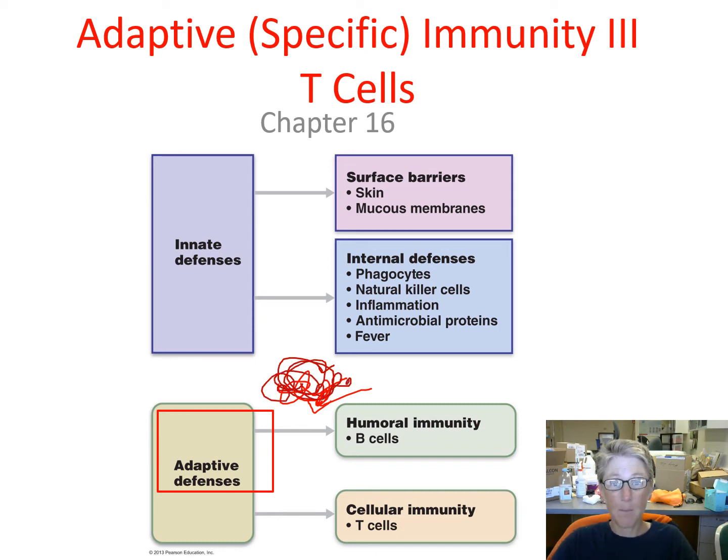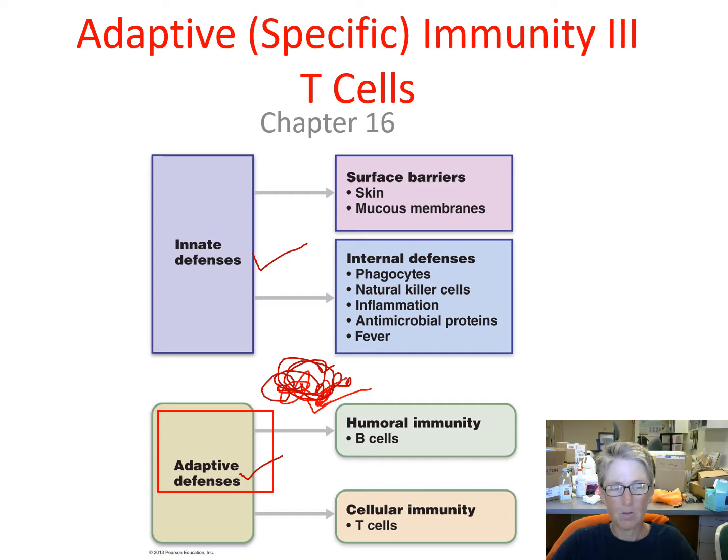Looks like it does. Okay, welcome to adaptive, aka specific immunity 3, T cells. This is the continuation of chapter 16. So, remember the immune system can be defined broadly in two categories: the innate immune system or innate defenses, and the adaptive immune system or adaptive defenses.